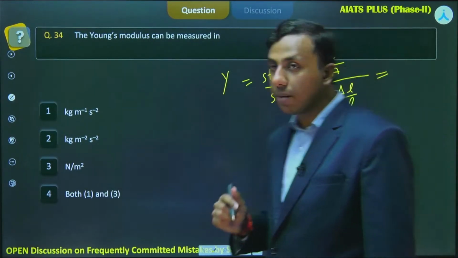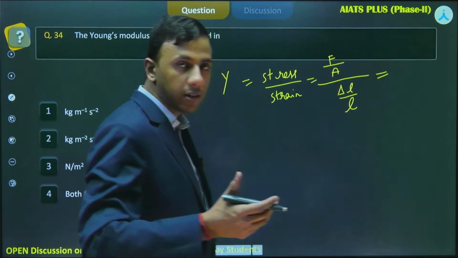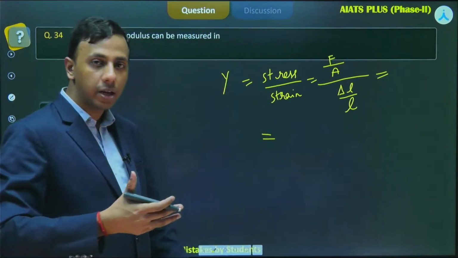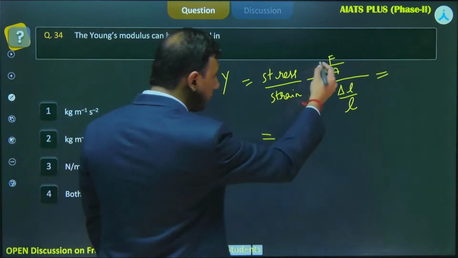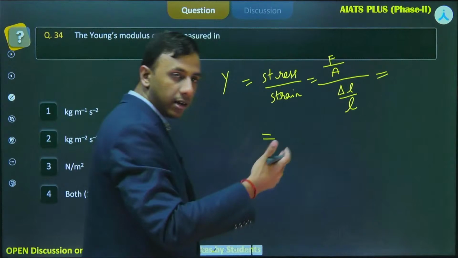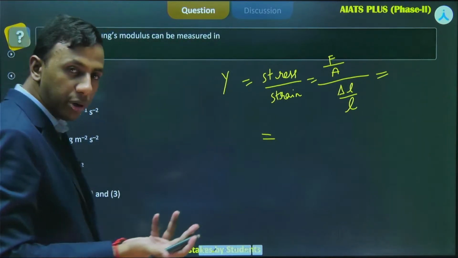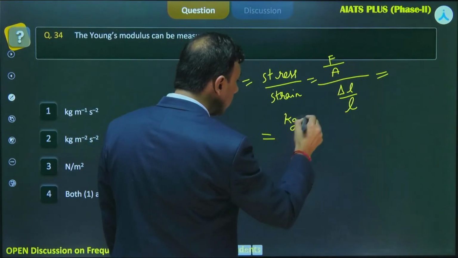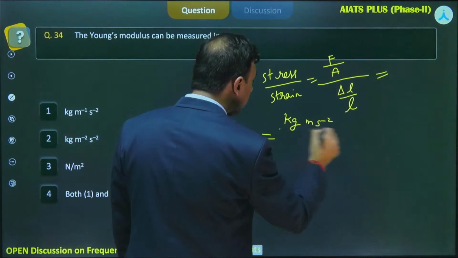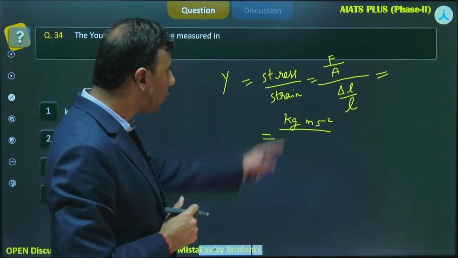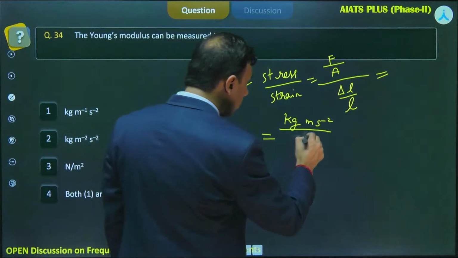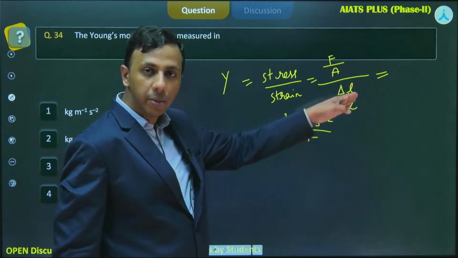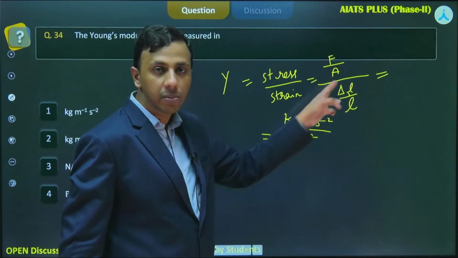Now what's the dimension of force? See, these things you have to remember by heart. You are not supposed to find these things on the NEET exam. You have to remember it by heart. Here they are not asking dimension, they are asking unit only. So what will be the unit of force? Mass into acceleration, right? So it is kg meter per second square for force. And what about area? Area has the unit meter square. Now what about change in length by original length? Both are in meter, they will get cancelled. So this has no dimension or no unit.